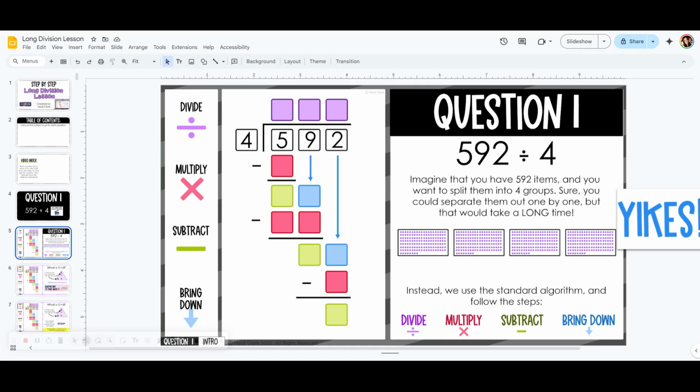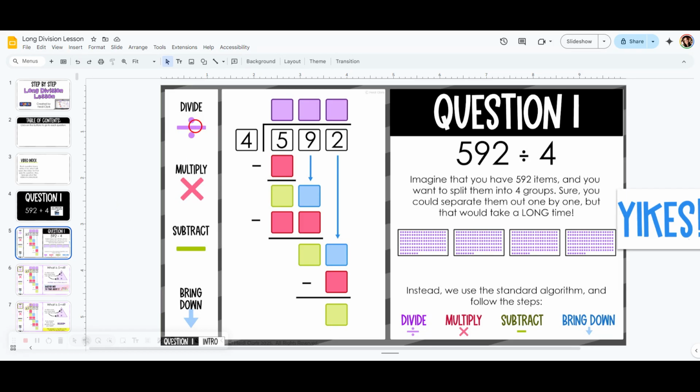So you're dividing by 4, and it's really good to know your multiples of 4: 4, 8, 12, 16, 20. You can even write those down ahead of time or practice them, because it's going to go way faster if you have those math facts down. Let's go ahead and get started.